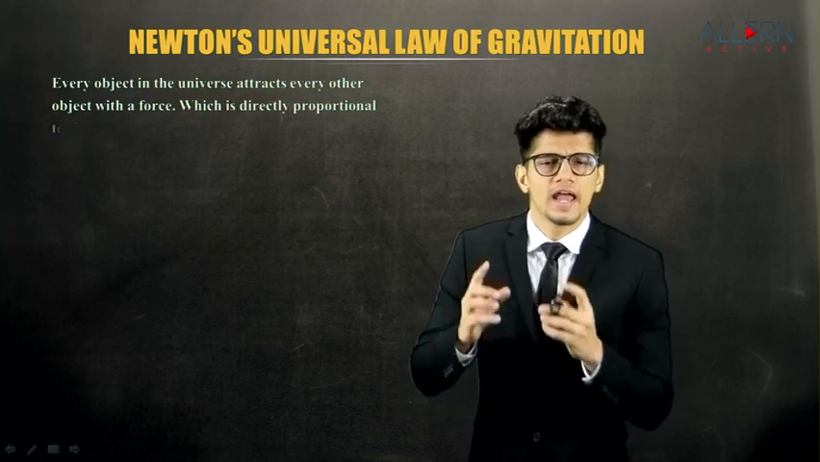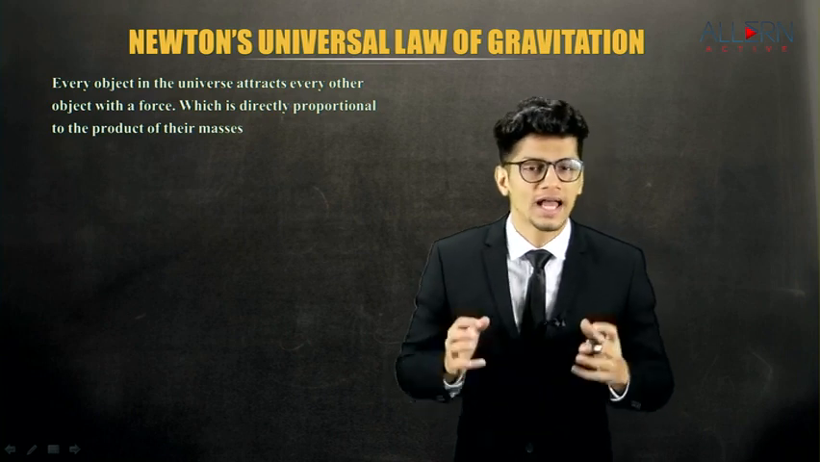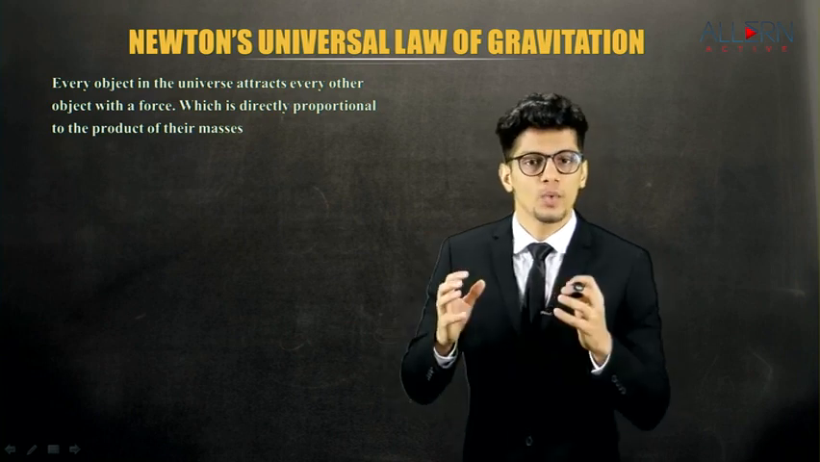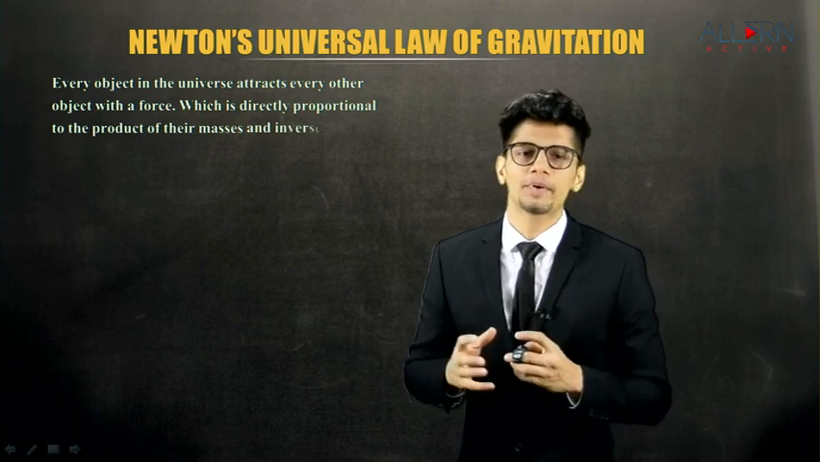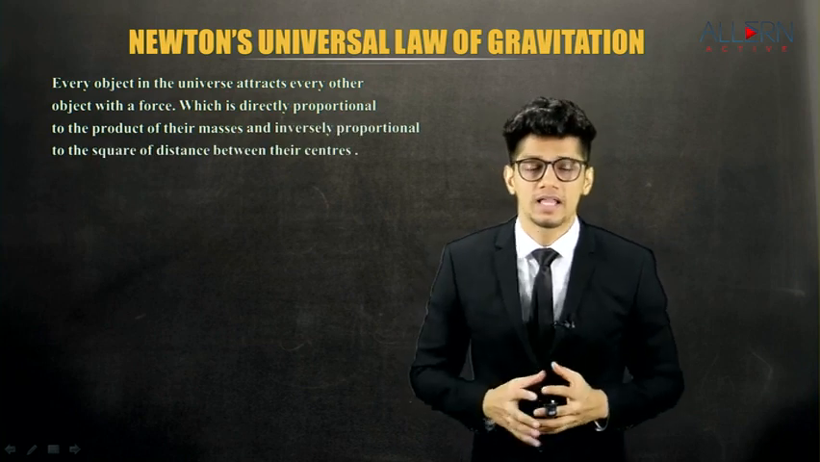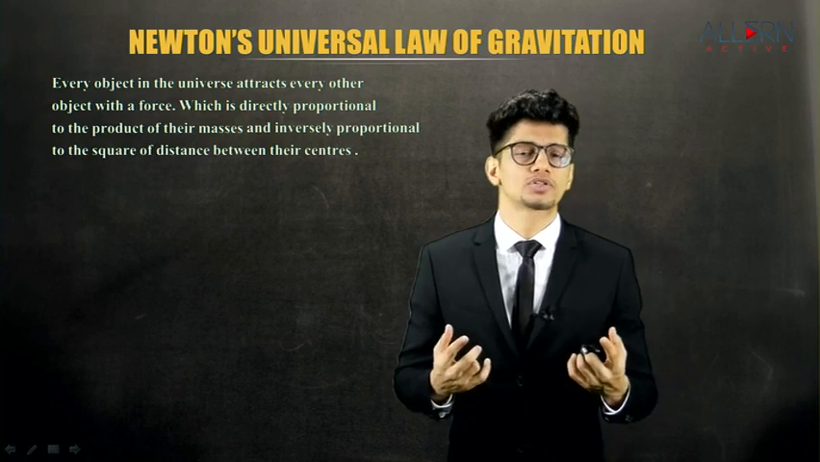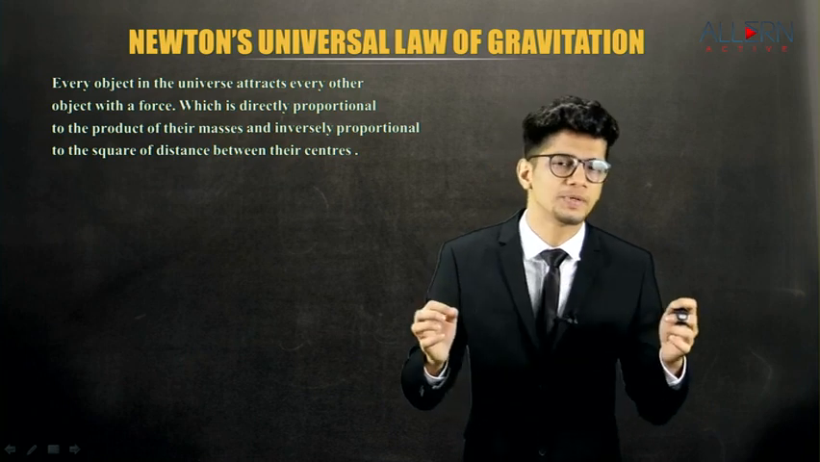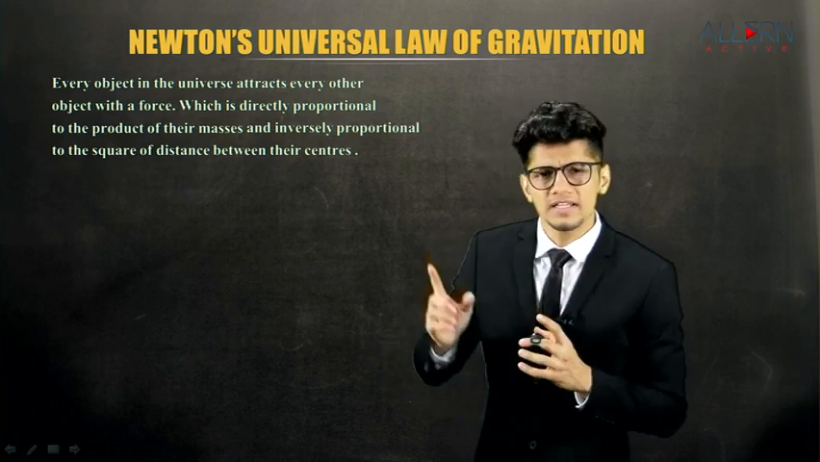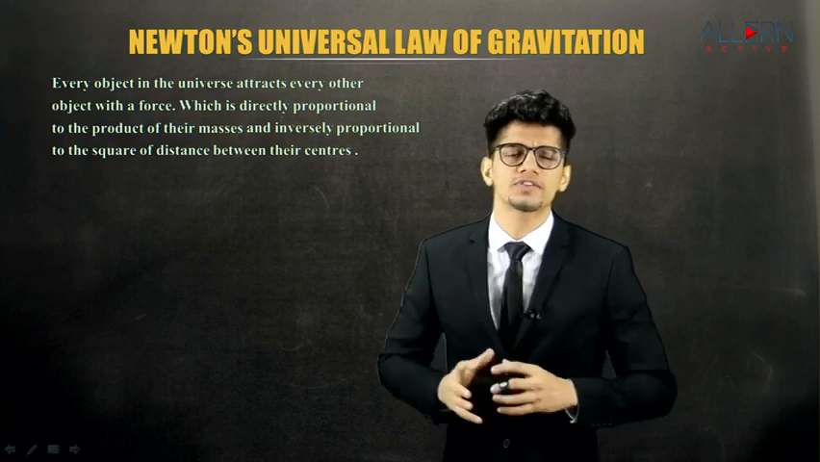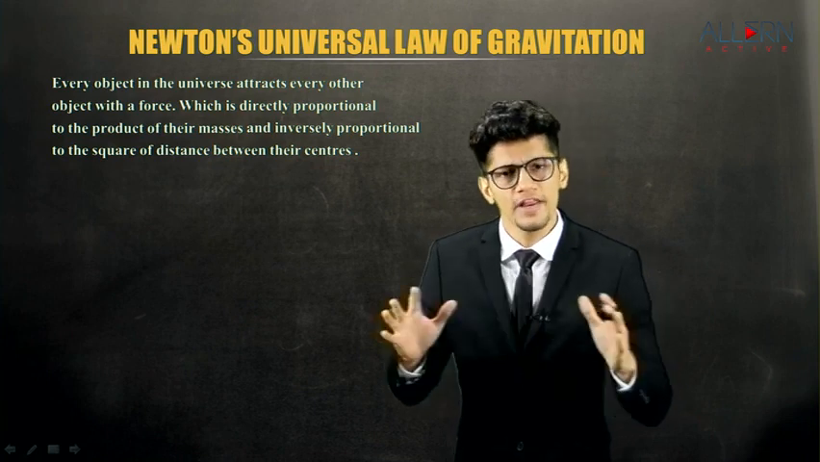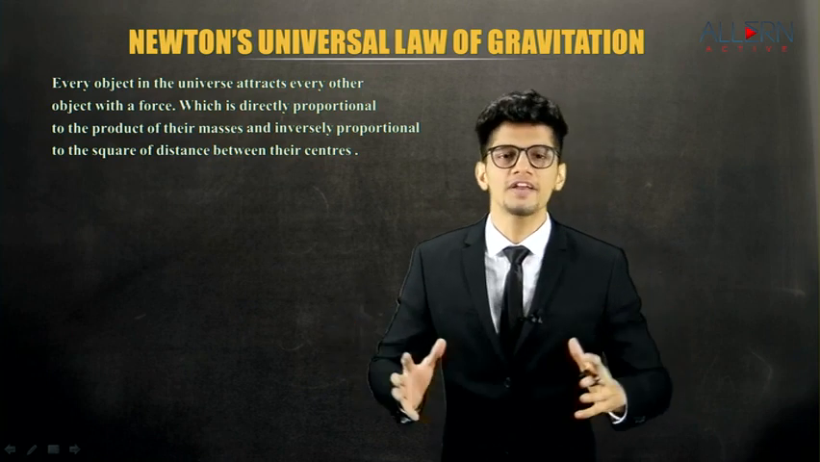The statement says, every object in the universe attracts every other object with a force which is directly proportional to the product of their masses and inversely proportional to the square of the distance between their centers. Let us see the first half or the first part of the statement. It says, every object in the universe attracts every other object.